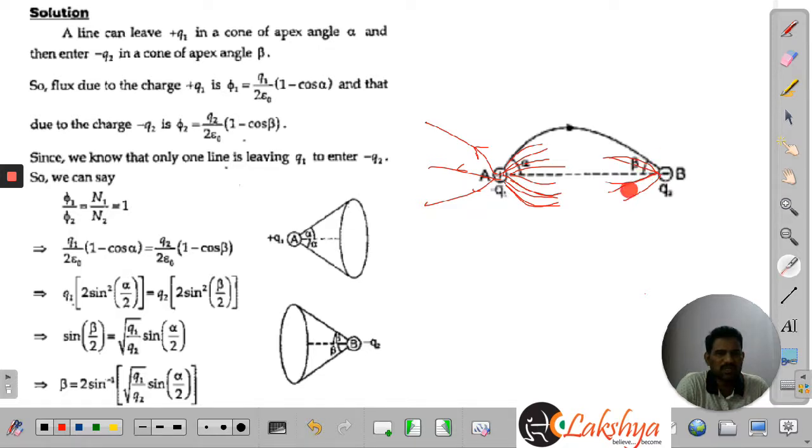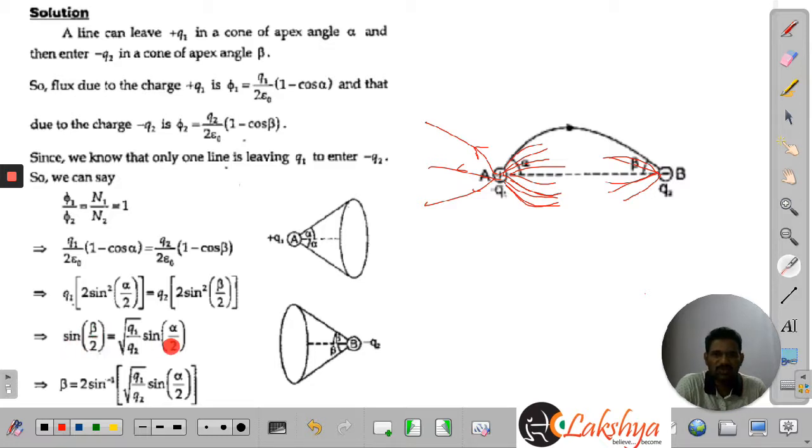at an angle less than this beta. So that we can write as phi2. So phi1 and phi2 are equal. So we are equating phi1 and phi2 here, and then this 1 minus cos alpha we can write as 2 sin square alpha by 2, and 1 minus cos beta we can write as 2 sin square beta by 2. And just simplify this, we need the beta value.